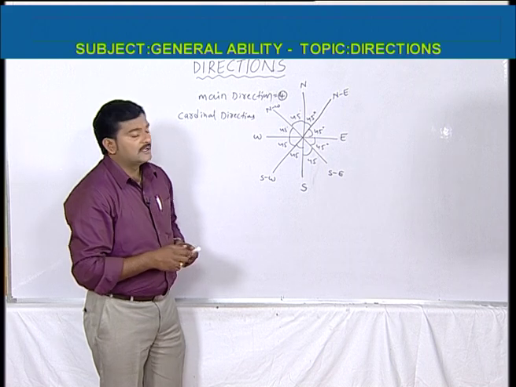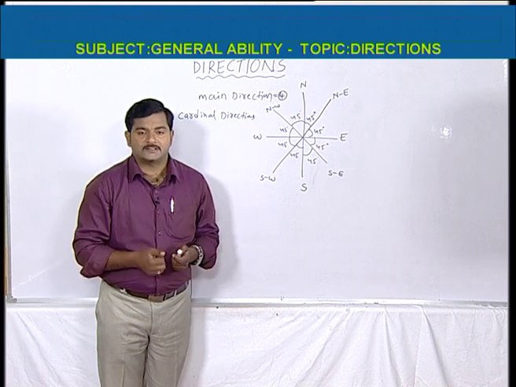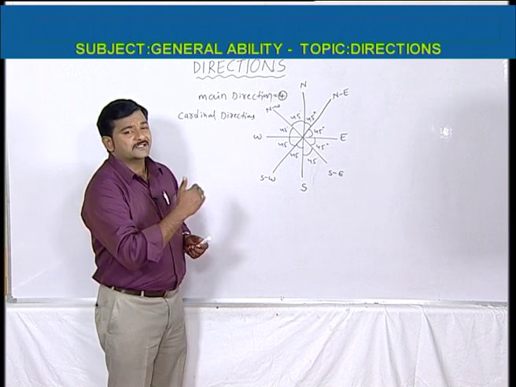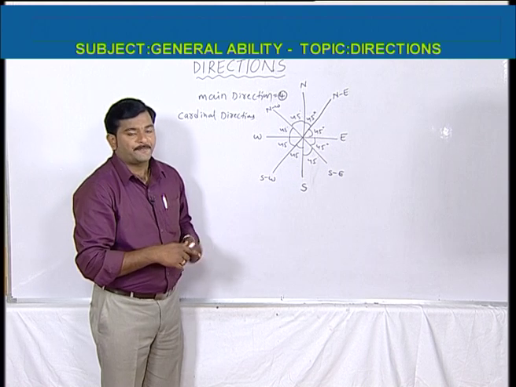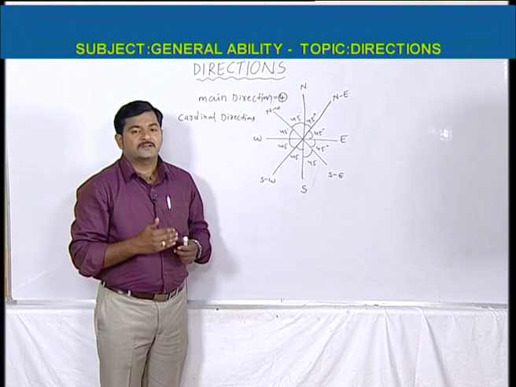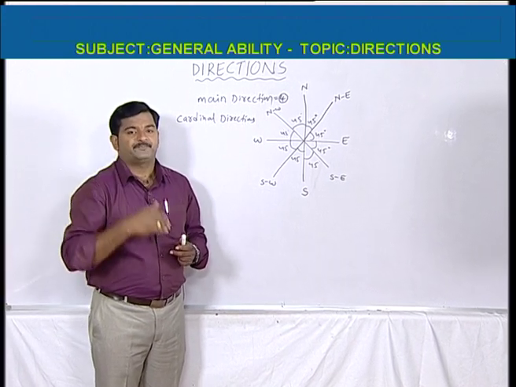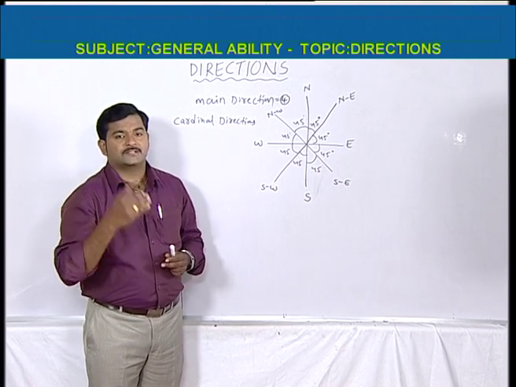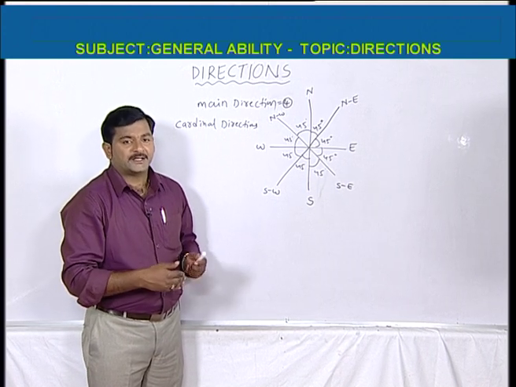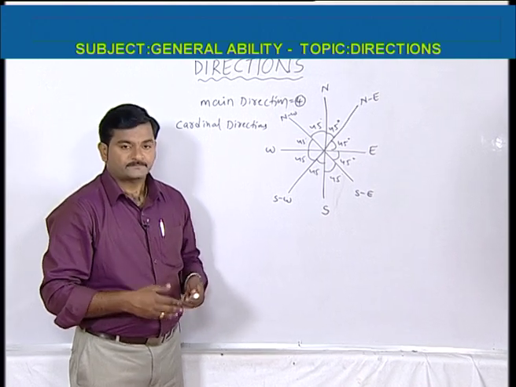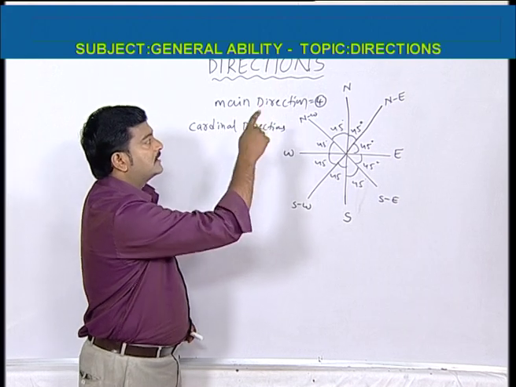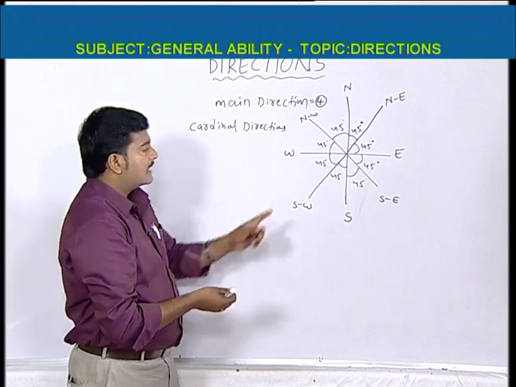For example, think that a person is facing towards the north. If the person is facing towards north direction, then the direction to his right is east, and the direction to his left is west. So he is facing towards north, the right side is which direction? East direction. And what about left? West direction.